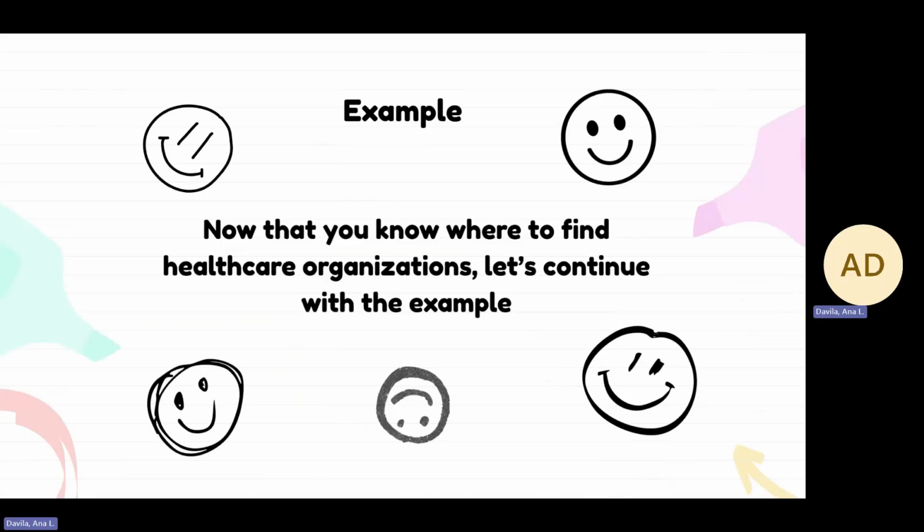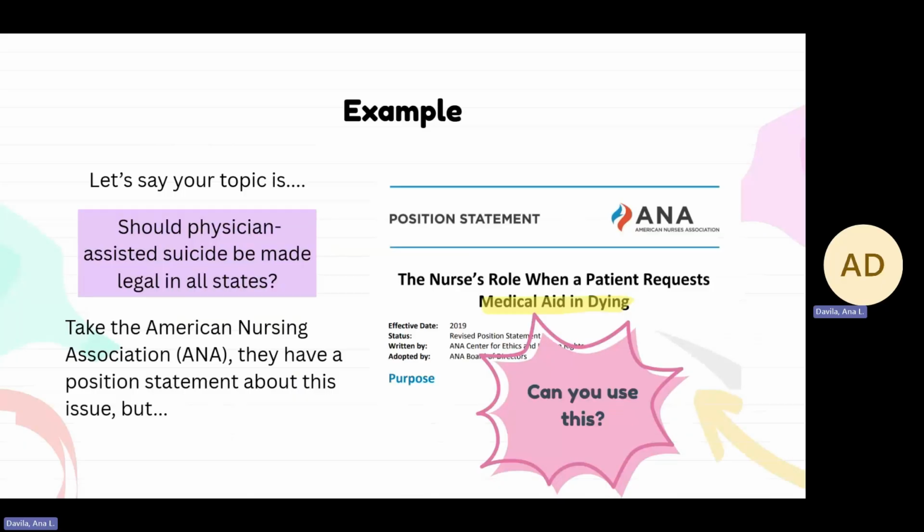Okay, so now that you know where to find the healthcare organizations, let's continue with the example, right? So look, the organization that I choose is the most common one, right? It's the NAA. They have a position statement about this issue, but it's under medical aid in dying. It's not physician-assisted suicide. Do you think you can use that one? Yes, right? We can use it because it's not the same wording, but it's the same issue topic, right? It's the same thing, medical assistant and physician assistant. So keep that in mind. It's not always going to come under the same name, but it's still useful for you.